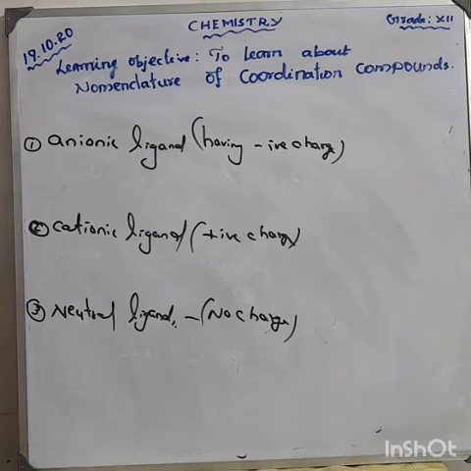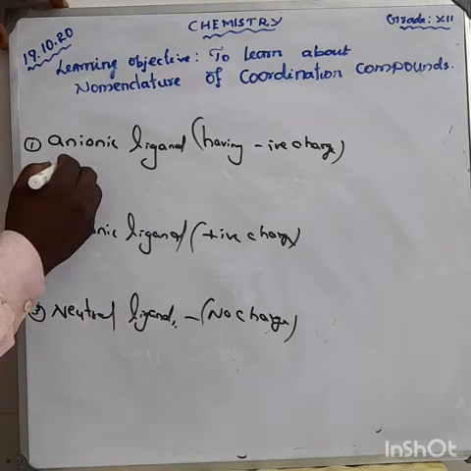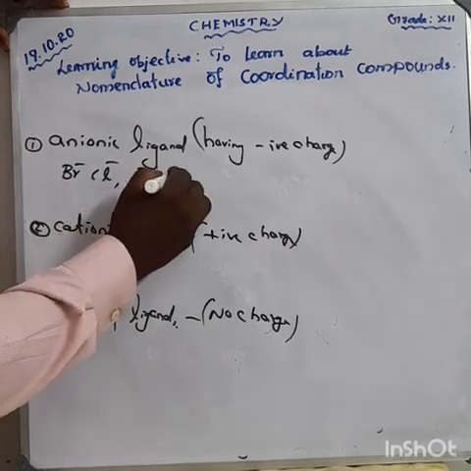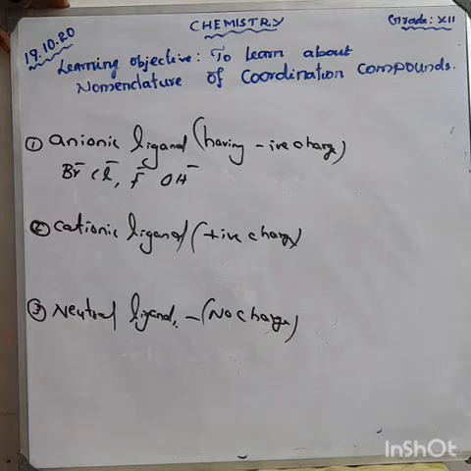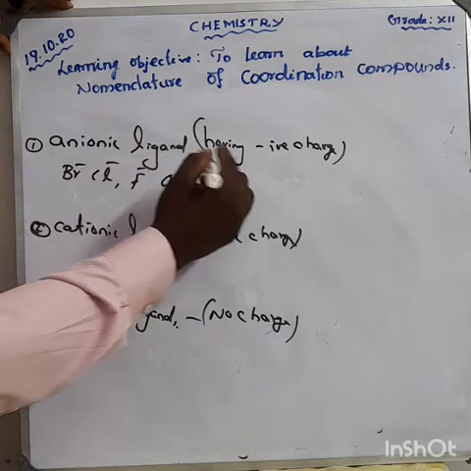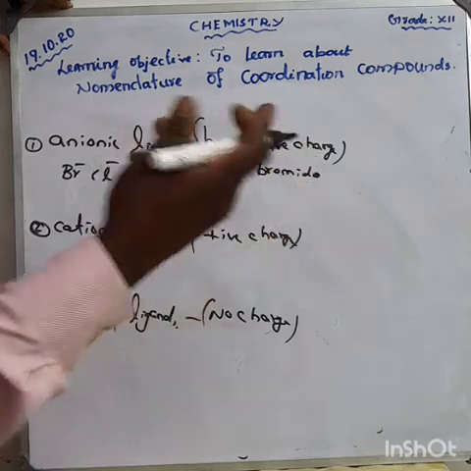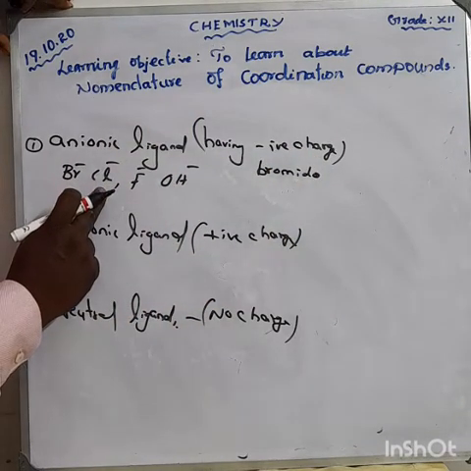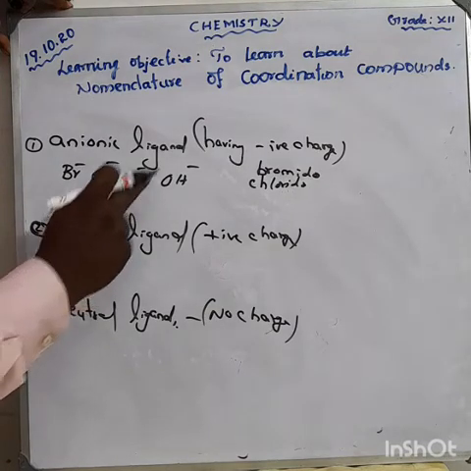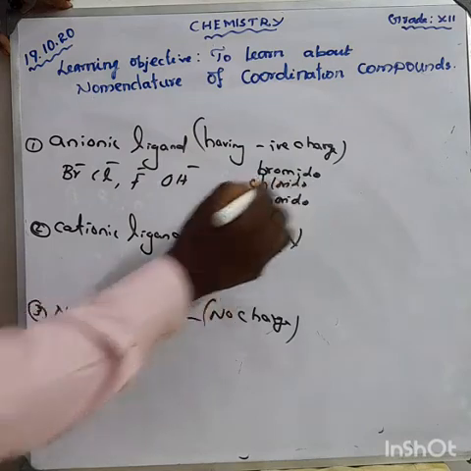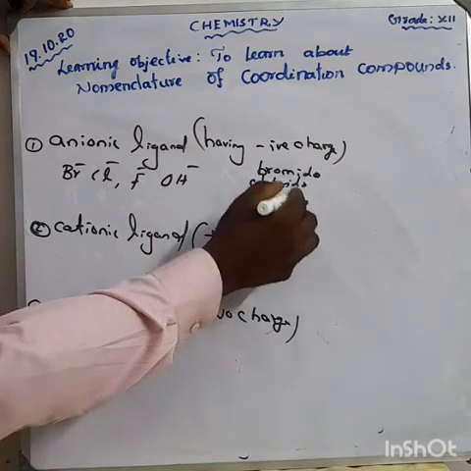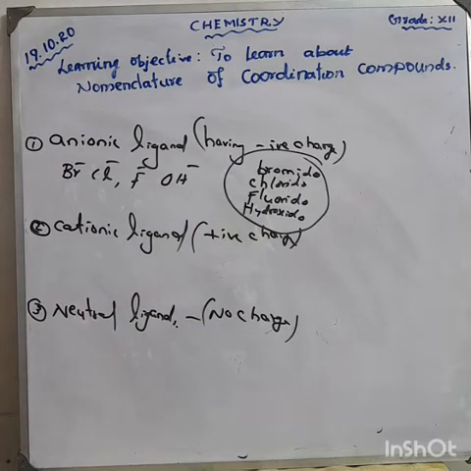Here, for anionic ligands we give names for Br minus, Cl minus, F minus, OH minus. These are all examples of anionic ligands. Br minus, you should say the name: bromido. What is the Cl minus ion? Chlorido. What about the F minus ion? Fluorido. OH minus ion, hydroxido. These are all anionic ligands, having the negative charge.